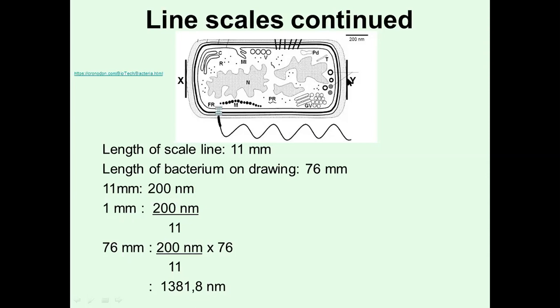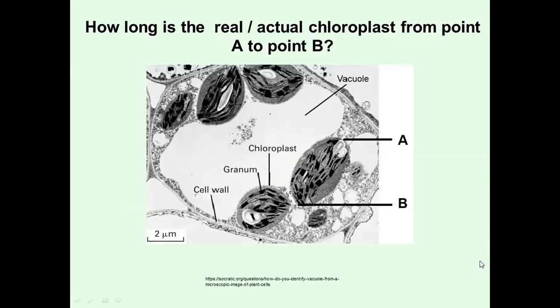Then here I measured 76. So 76 millimeters. What have I done here? I've multiplied this by 76. So I must multiply that side. 200 nanometers multiplied by 76 divided by 11. And the answer is 1,381.8 nanometers. Okay, you happy? Okay. All right. So there's another example that you can work through.